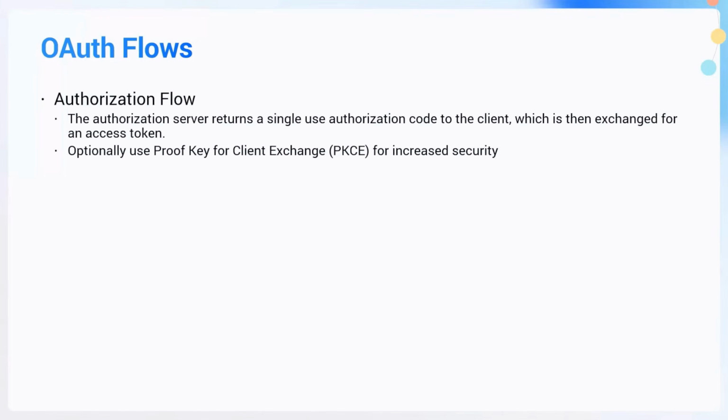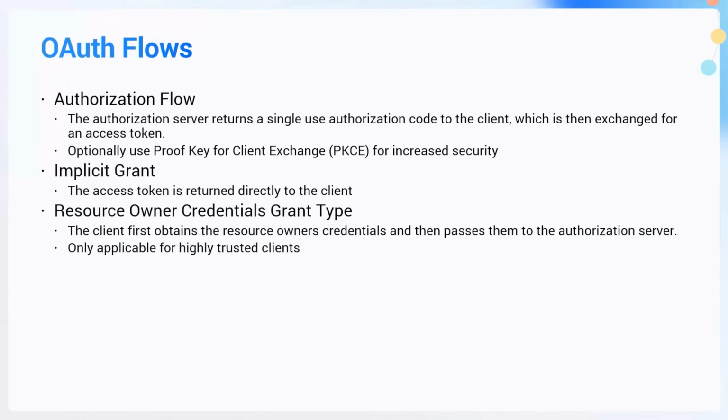So there's a number of OAuth flows. First of all, and this is the primary flow used, is the authorization flow. In the authorization flow, the client interacts directly with the authentication server and receives the auth token directly back. And then there's an option for using proof key for code exchange to increase the security of that token. There's an auth flow called implicit grant. There is an auth flow called resource owner credential grant type. There is a flow called client credentials. This is used primarily for machine-to-machine communications.